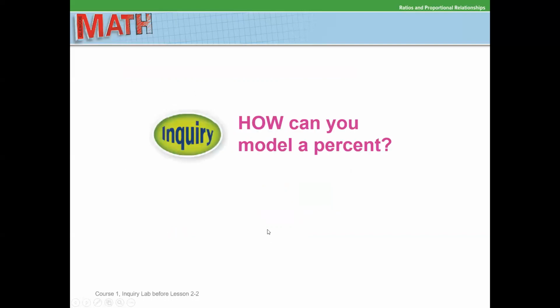How can you model a percent? Visualizing is an excellent skill to practice in math. That's all for now.